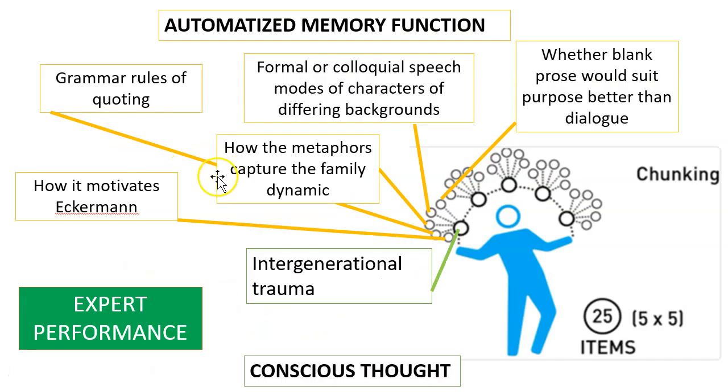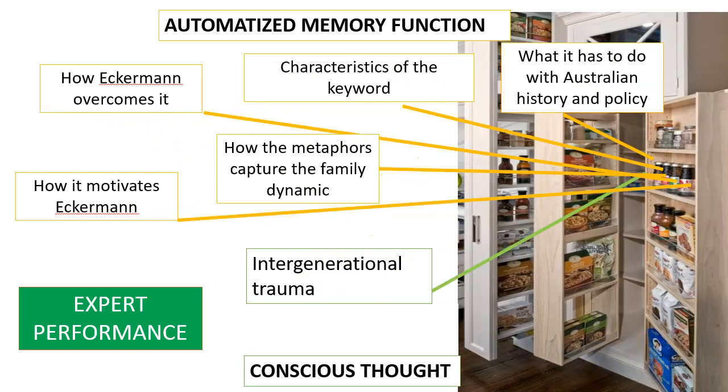So once we are expert at something, basically, there's not a lot of conscious thought going on. It's all automatized memory function, and we're thinking about one thing here, intergenerational trauma, and all these things are kind of happening more or less without us even really thinking about them. And the analogy would be, we've been to the cupboard so many times, we've organized it, so that all the things we need are right next to each other.